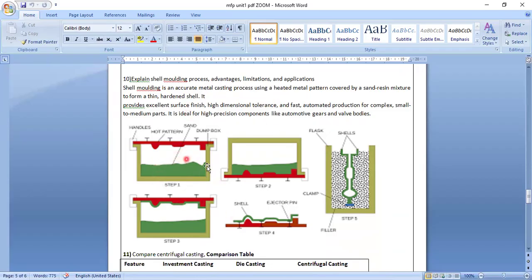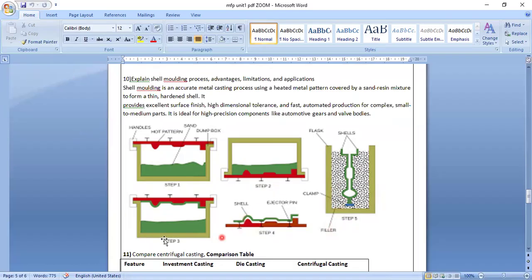So here you can see the molding process: advantages, limitations and applications. Here is shell molding. You can see step 1, step 2, step 3 and step 4. Also shown is a shell-type mold, which is kept inside a flask. It is clamped here.